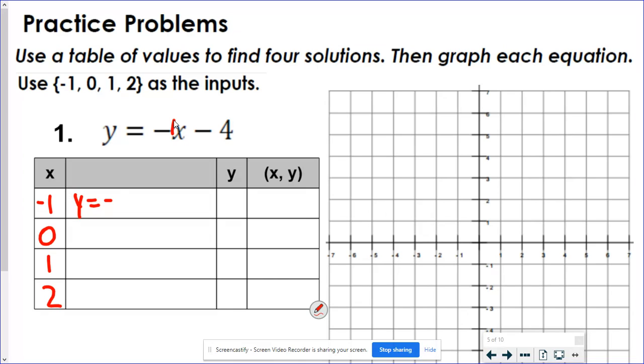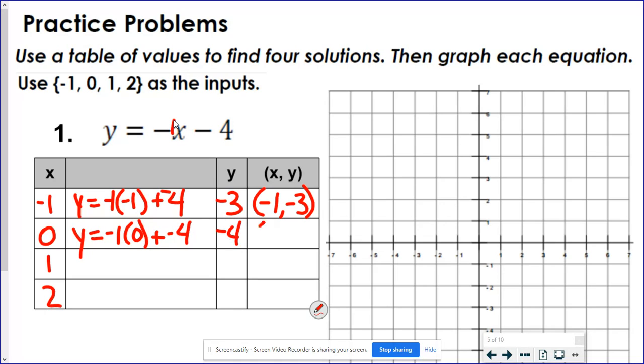So y equals, this is the one thing I do want to mention though. Notice how I wrote that. I should actually probably have a -1, like I wrote the -1 right there. And then the x was also -1. So -1 times -1 is 1, plus -4 is going to be -3. -1, -3. When I put in a 0, -1 times 0 is 0. 0 plus a -4 is -4.